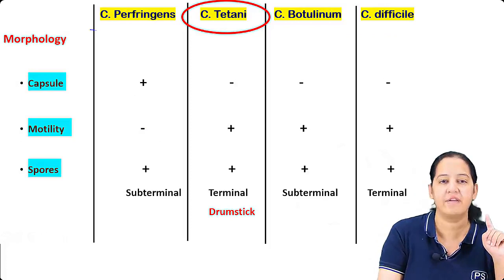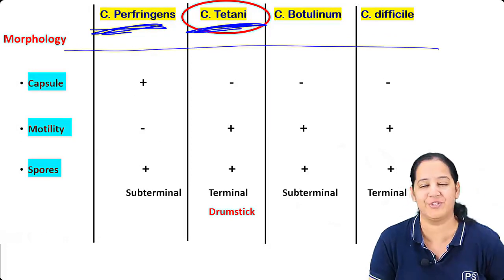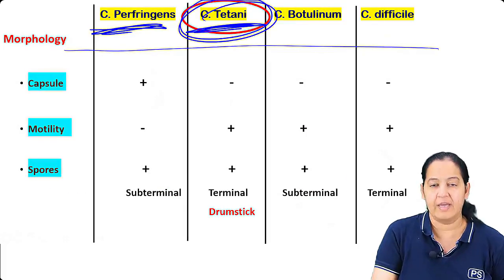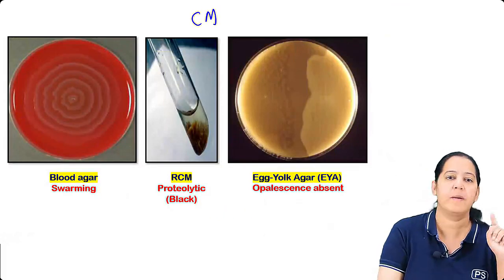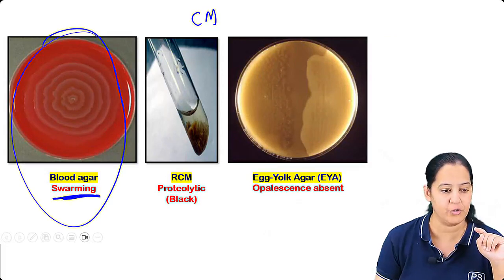Okay. So we are done with Perfringens. Now I'm coming on to the next, Tetani. There are 4 Clostridium I have to teach you. So let's come on to the next, Tetani. Let me tell you Tetani ke 3 culture media. What happens on the blood agar? Clostridium tetani. Have you heard about swarming? Yesterday I taught you swarming.